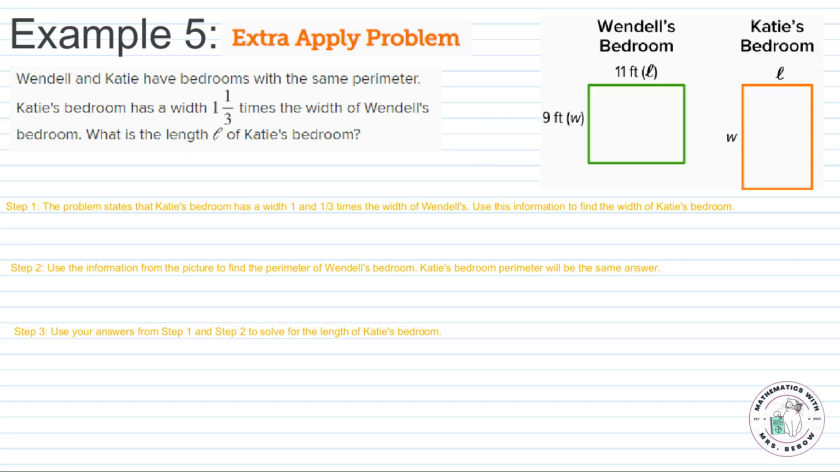So step 1, it says in the problem that Katie's bedroom has a width that is 1 1/3 times the width of Wendell's. So we can use that to help us figure out the width of Katie's room. So we're going to do 1 1/3 times the width of Wendell's, because they do tell us that the width of Wendell's is 9 feet, right? If I take a look at this image here, 9 feet is the width. So 1 1/3 times 9.